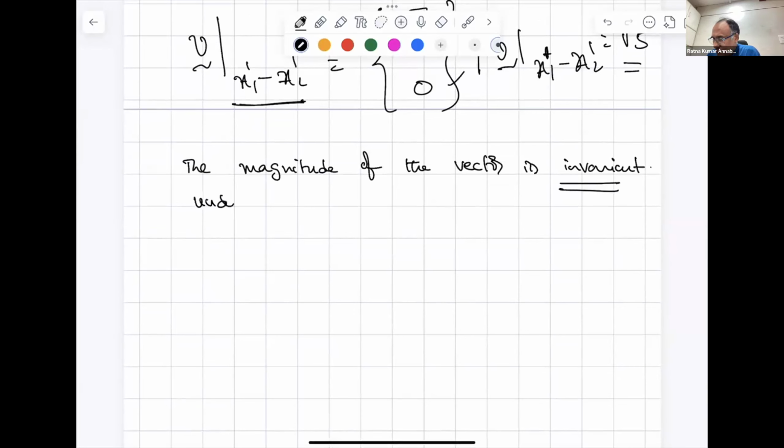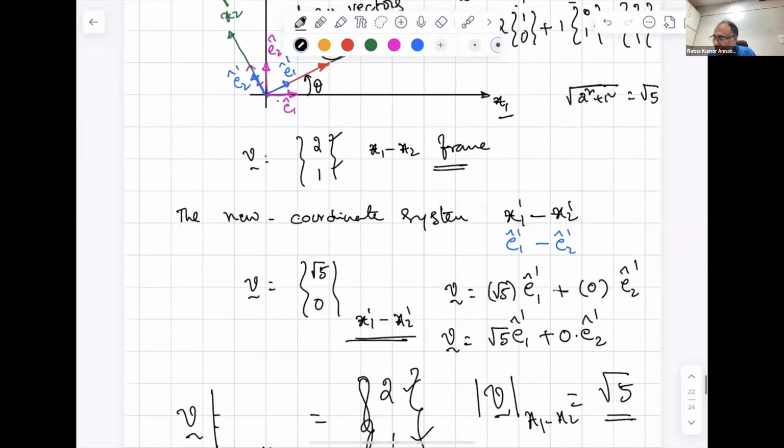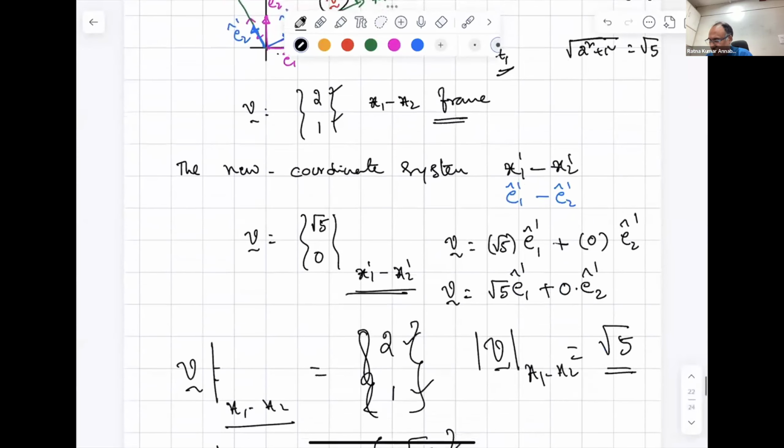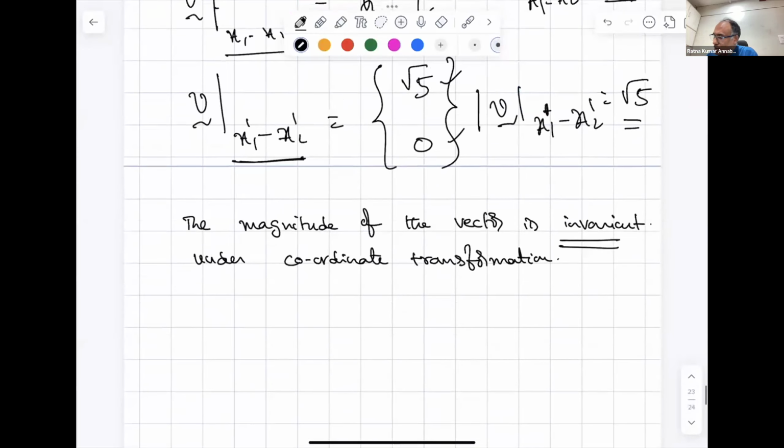under coordinate transformation. What do I mean by that? The meaning of that is, if I choose x1, x2 as my frame of reference and rigidly rotate that frame of reference to x1 dash and x2 dash, depending on the choice of my coordinate system, the values of the elements of the vector will change, but the magnitude of the vector remains the same, right? So the magnitude of the vector is called an invariant of the vector. Is there any question there?